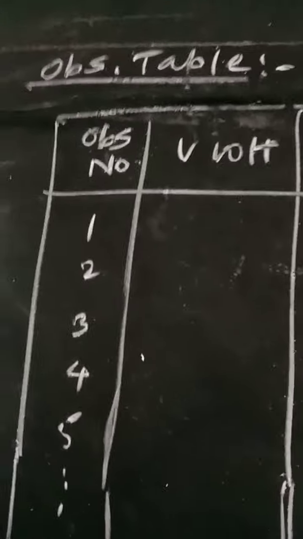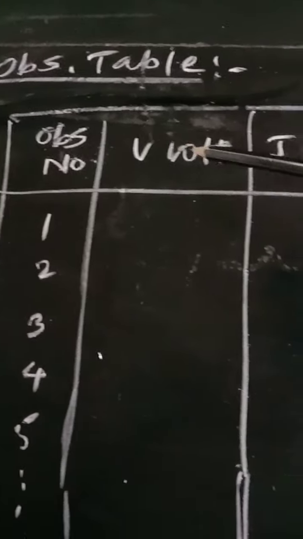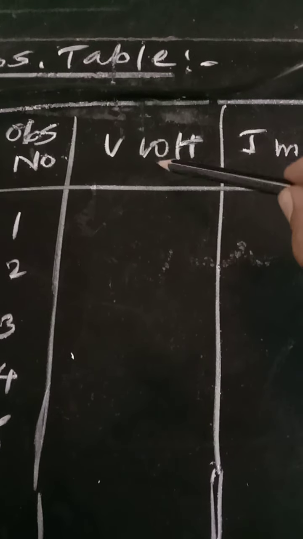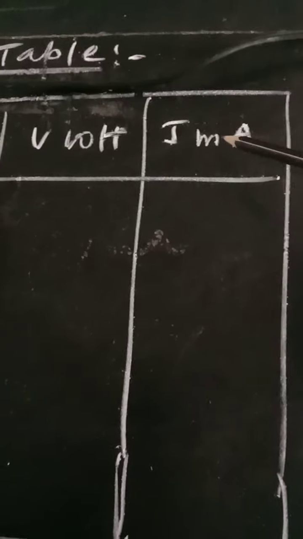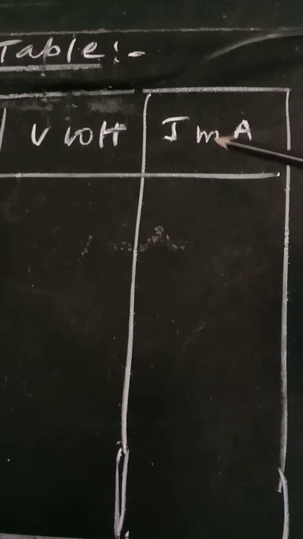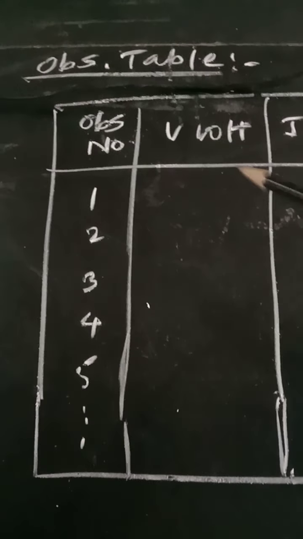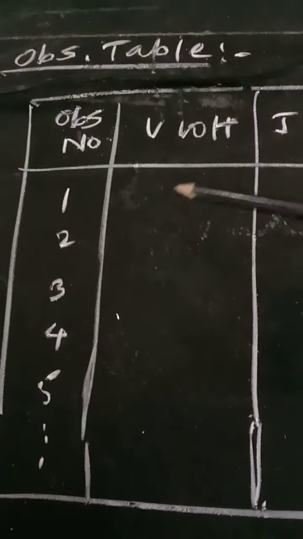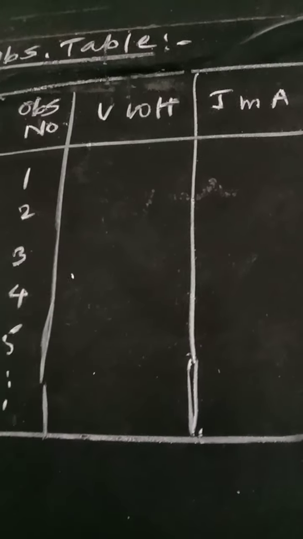Now let us see the observation table. In the observation table, the first column will represent the observation number, the second column the reading shown by the voltmeter, that is voltage in volt, and the third the reading shown by the current meter, that is I in milliampere. Like this 1, 2, 3, 4, 5 and so on, the readings for the respective potential difference and current will be noted here.